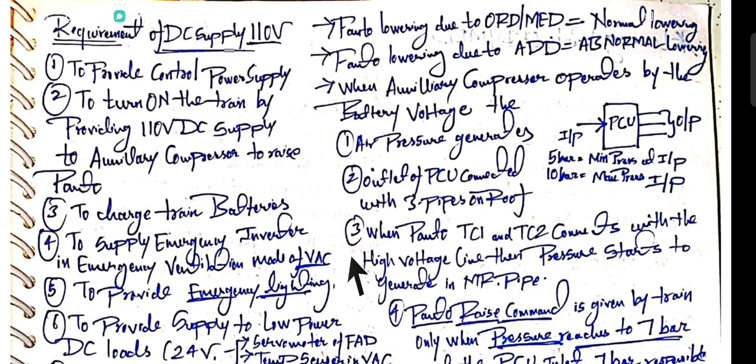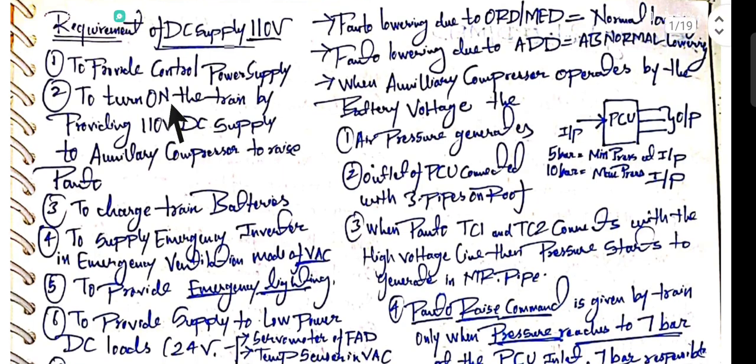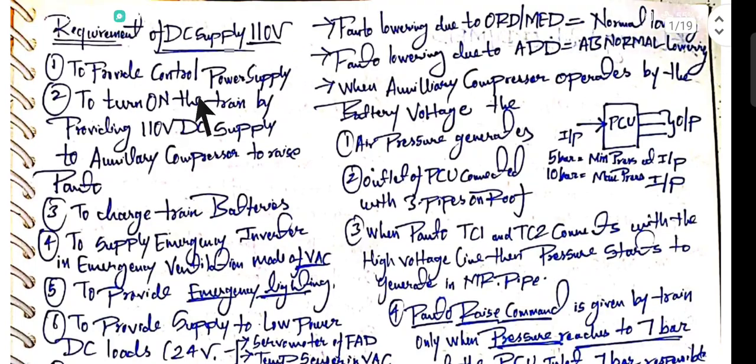And if we talk in more detail, we have this 110 volt DC supply. Further we are reducing its magnitude to 24 volt in order to provide supply to our sensors which have been used in our fresh air damper and return air damper, right? So we are going to talk about that in this video only. So first of all, let's get started with the first point, to provide control power supply.